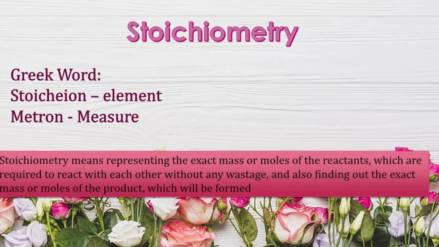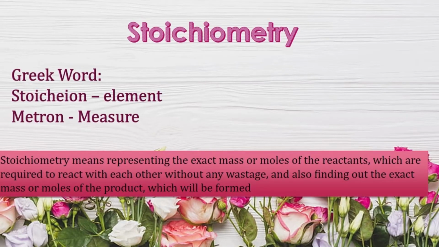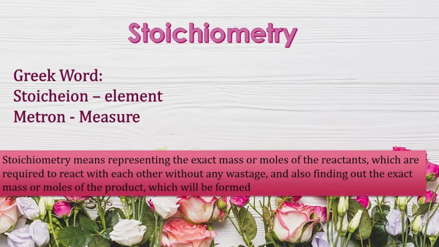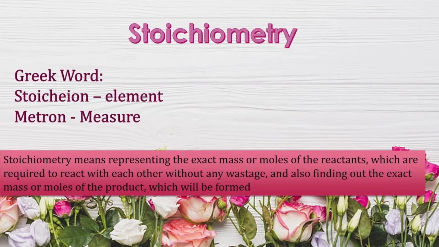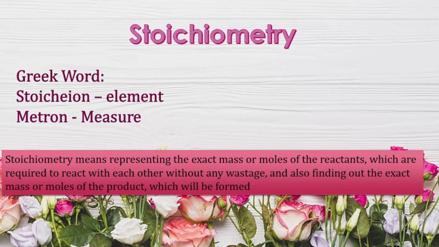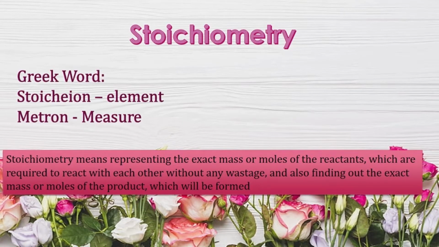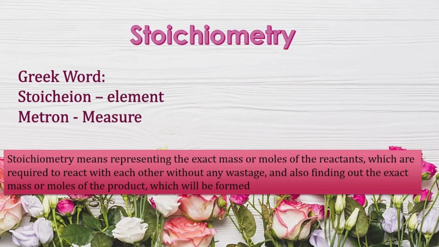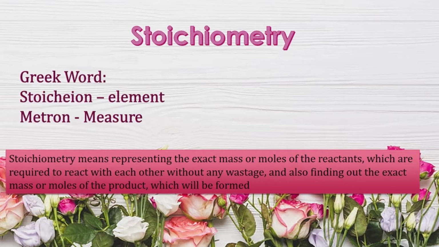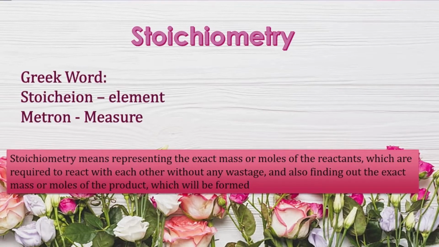So, using the stoichiometry of a chemical reaction, we can come to know the exact mass of the reactants which will react to form the required amount of product. So, by knowing the stoichiometry of the reaction, we can avoid the wastage of the reactants.